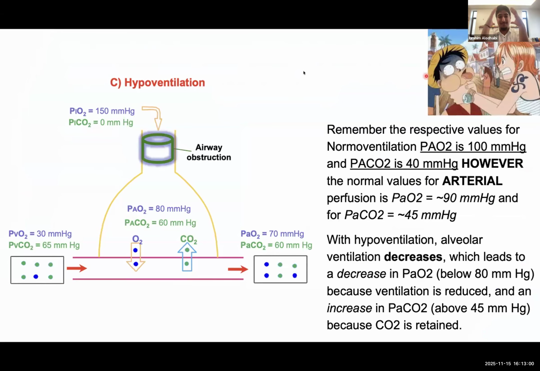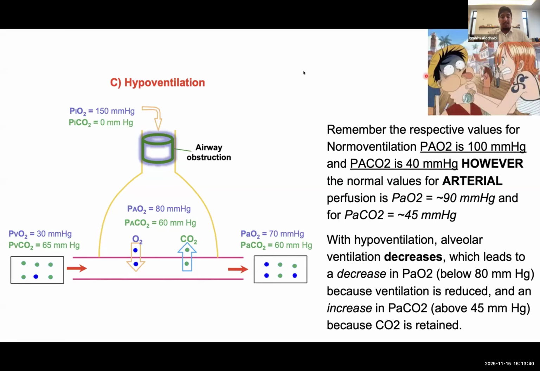Hypoventilation. Remember, let's make sure that we have the full picture. The respective values for normal ventilation: for the alveoli, the PAO2 is around 100, while the alveolar CO2 is around 40. However, the normal arterial values for PaO2 are around 90, and for PaCO2 around 45. Now, I don't want you to stick the arterial numbers in your head as fact, like it's got to be 90 or it's got to be 45. These values can have a range.